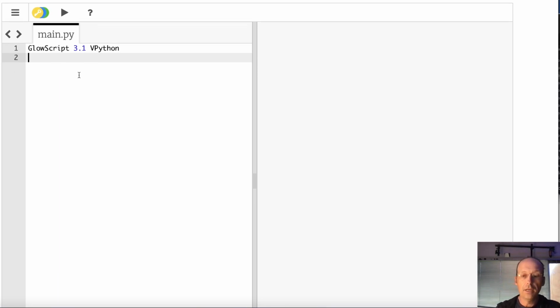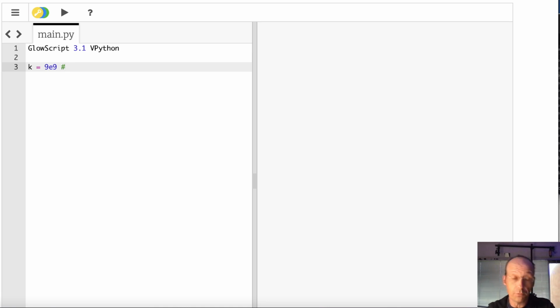Okay. So the first thing I need is that constant k, the Coulomb constant. I'm going to make this a global variable, even though some people may not think that's the best idea. K equals 9 times 10 to the 9th. And we could put the units here if you really want to, but we don't have to. It's Newton times meters squared per Coulomb squared. And I put that as a comment.